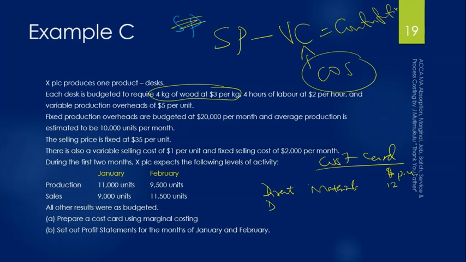Then labor is also considered variable, direct labor. Labor is being paid 4 hours at $2 per hour. So that's 8. And variable production overheads are $5 per unit.